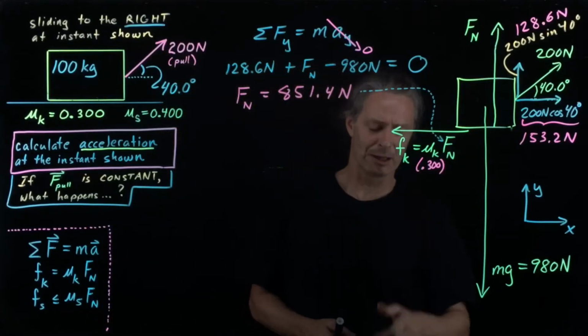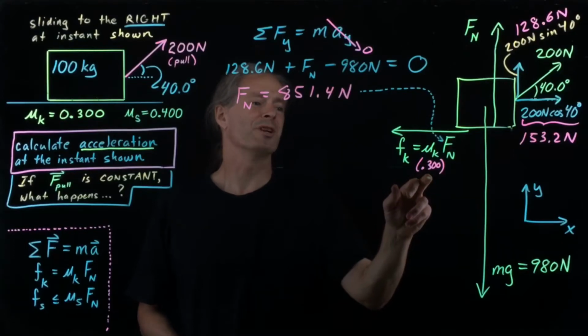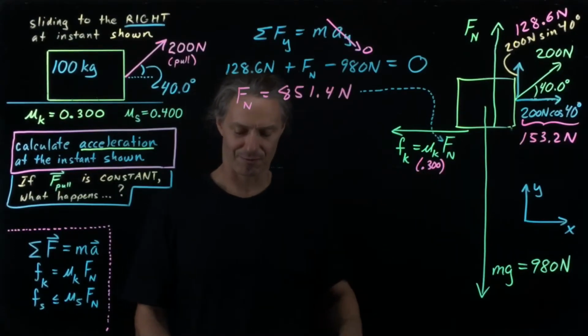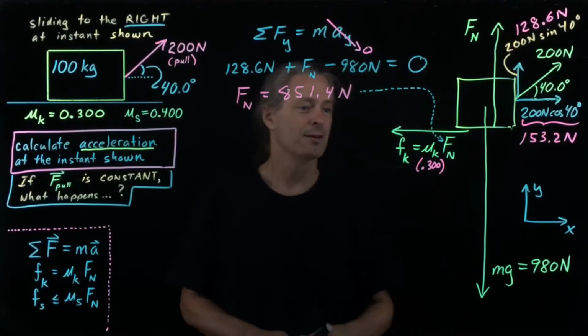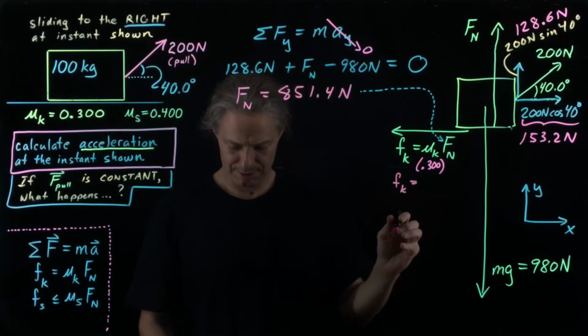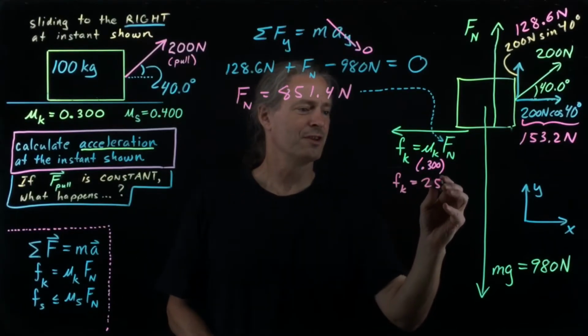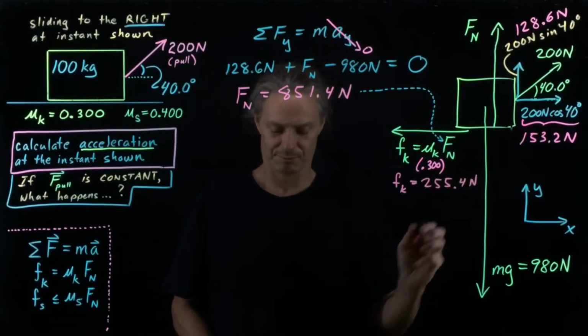And now we can figure out what the frictional force magnitude will be. We'll take 0.300 times 851.4 newtons, and we get that F sub k will equal 255.4 newtons. Great.